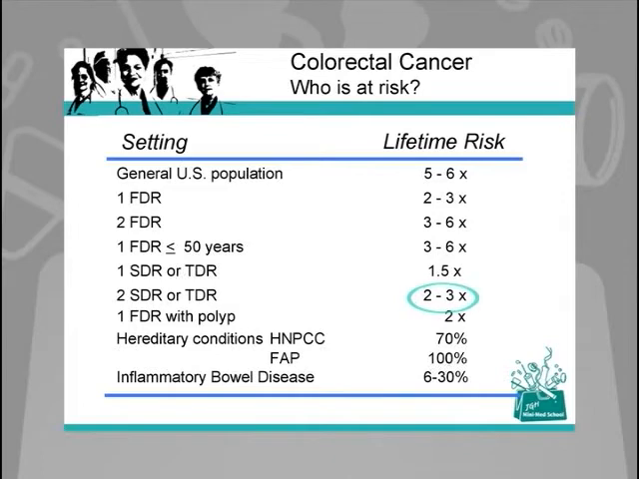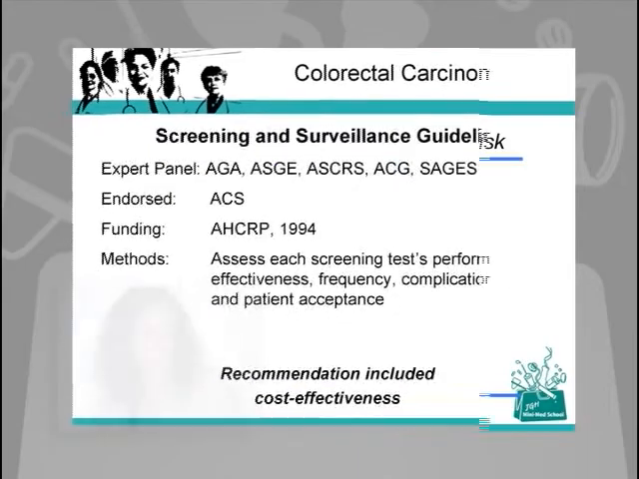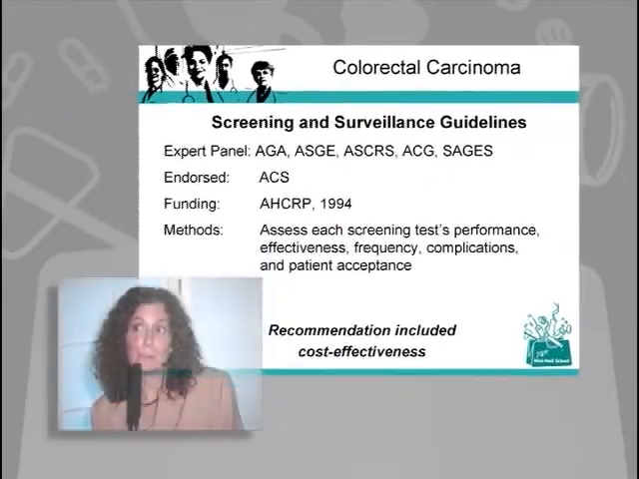And finally, for patients who have hereditary conditions like HNPCC and FAP, the risk is much higher and is 100% in cases of FAP. And patients with inflammatory bowel disease, like Crohn's and ulcerative colitis, have a 30% lifetime risk of developing cancer. So those are all the patients that need to be screened.